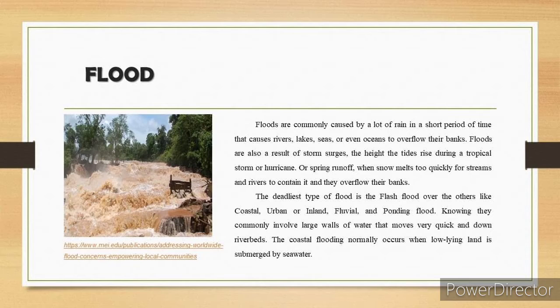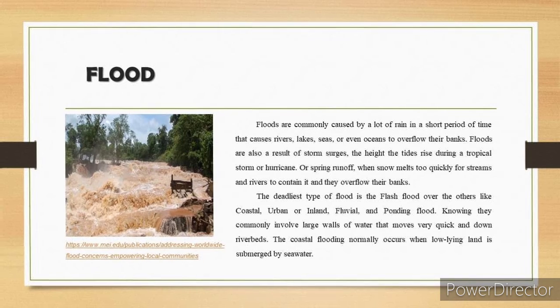The deadliest type of flood is flash flood because it is very quick with a large walls of water in it. Second, coastal, yung dagat, yung tabing dagat. Urban or inland, ito yung mga example Metro Manila, Cavite. Sunod ay ang ponding or yung flat areas. So the difference between urban and ponding is yung urban meron silang sewage system, hindi tulad nung ponding.